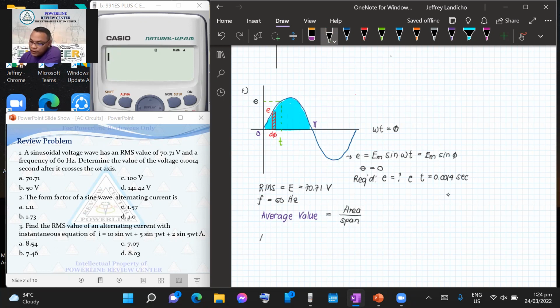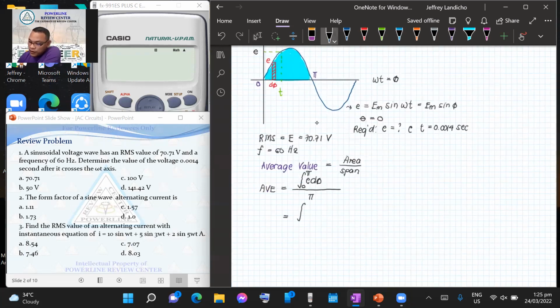Kaya kapag kinuha natin ang kanyang average value, it should be equal to area over span. Ano area? So by integration, that is the integral of E d theta. Anong limit? Supposed to be 0 to 2 pi, no, one complete cycle. Eh since magsisira yan, kaya kinuha for sine wave, half cycle na. Kaya kukunin lang natin area from 0 to pi. Kaya ang limit, 0 to pi. Then, ano span? Gano'n ba kahaba yung ating area? So that is only equal to pi. So kapag kinompute natin, you just substitute.